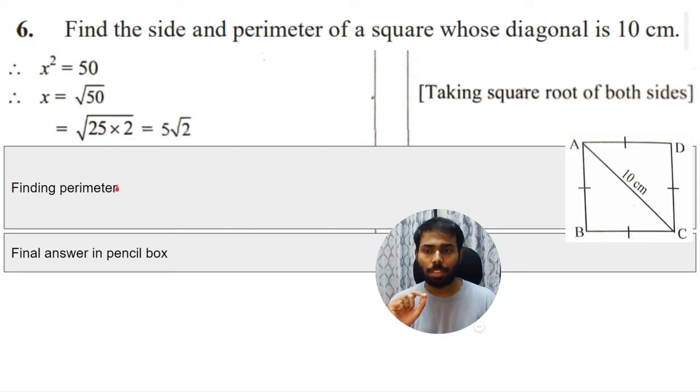Okay, now you have to find perimeter. I told you, right? How do you find perimeter? एक side का length मिल गया, उसको बस 4 से multiply कर दो, you get the perimeter.